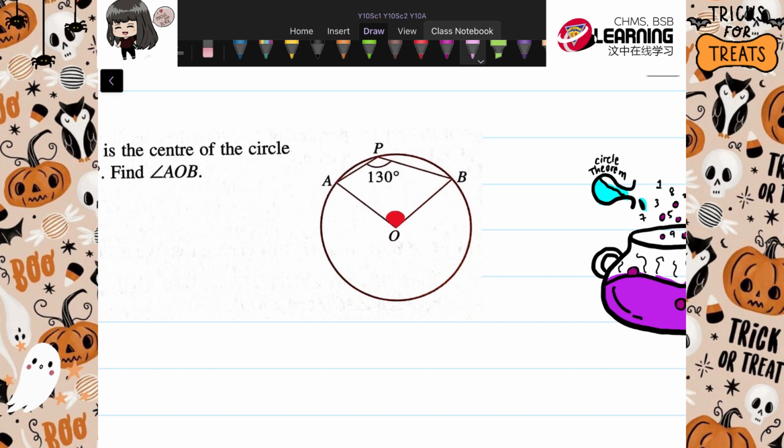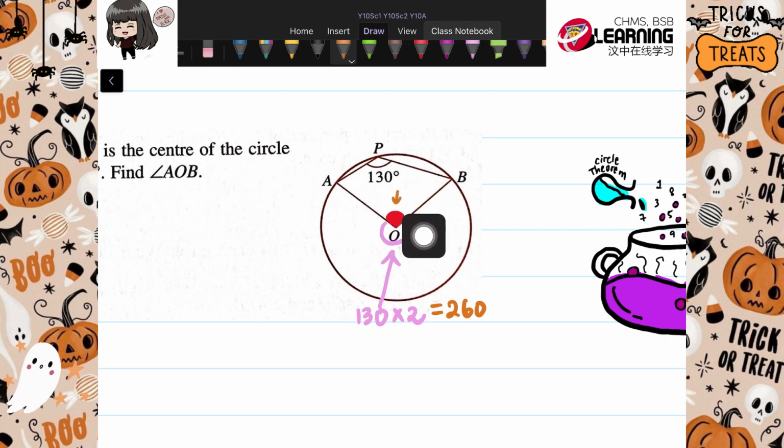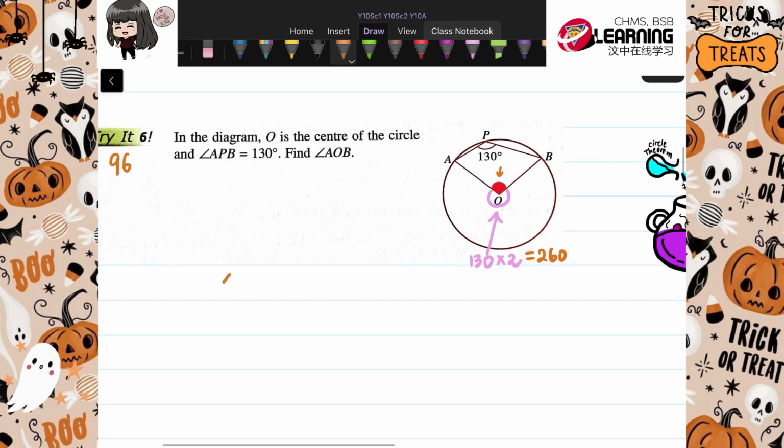This center here is supposed to be this one. Angle at the center, which is this angle. The pink angle here is twice the angle of 120. So this is 130 times 2, so you will get 260. Our angle AOB here will be 360, because a circle, the sum of angles at a point, is 360, minus this 260. So angle AOB will be 360 minus 260, so I get 100 degrees.